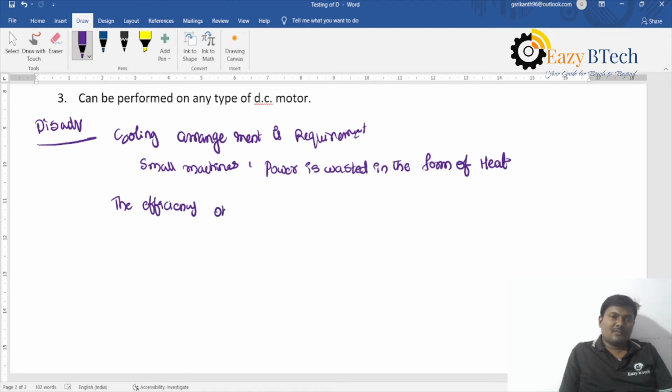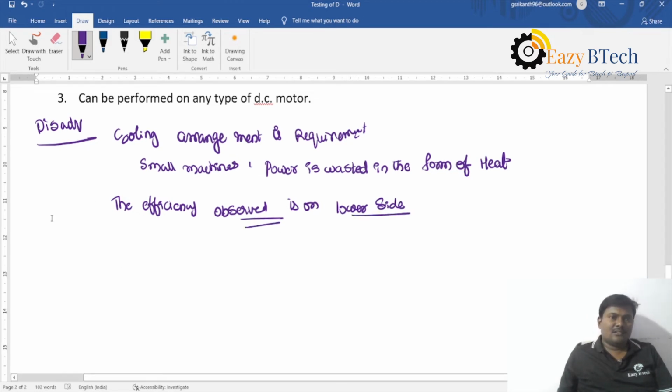Power is wasted in the form of heat. The efficiency observed is on the lower side.